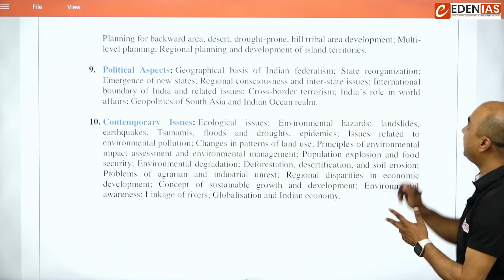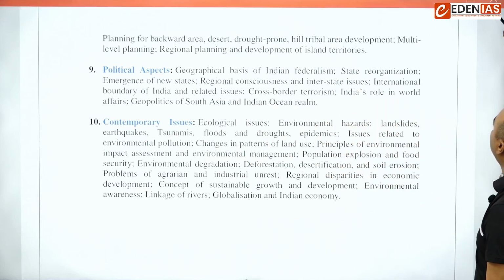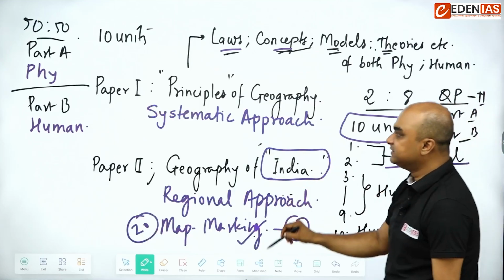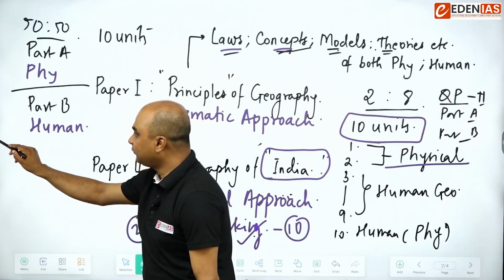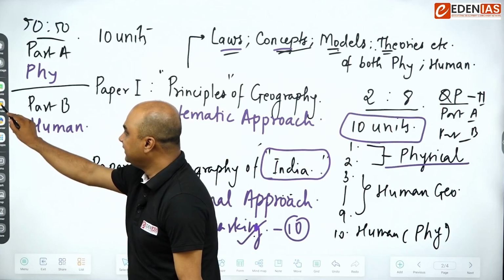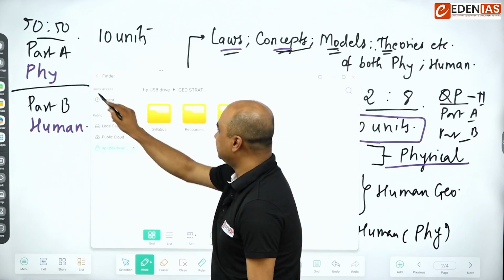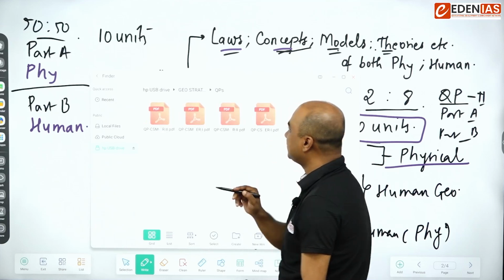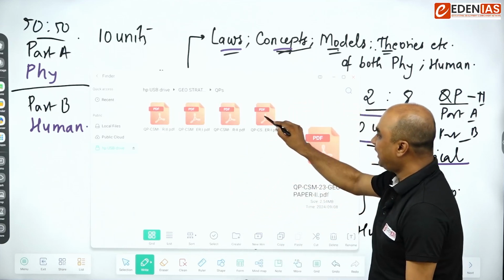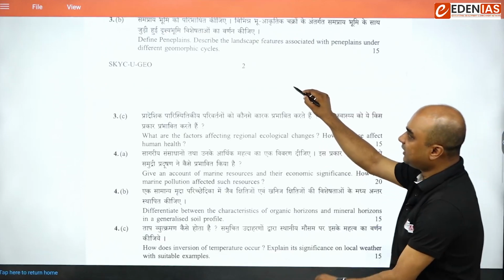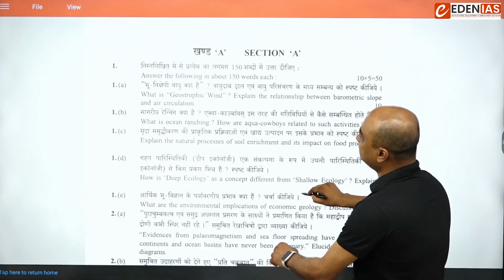तो एक बार जब आपको syllabus पूरा पता लग गया, you gain awareness about the syllabus, then what you have to do is you have to understand how is the examination pattern. So let's look at the question papers to understand how the examination pattern is. So let's start with paper 1.